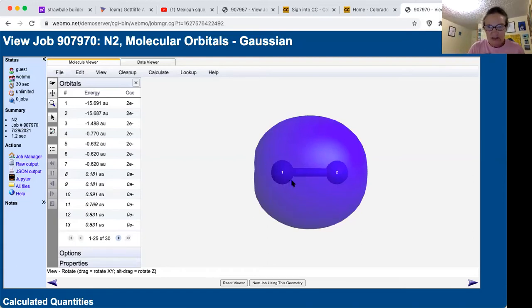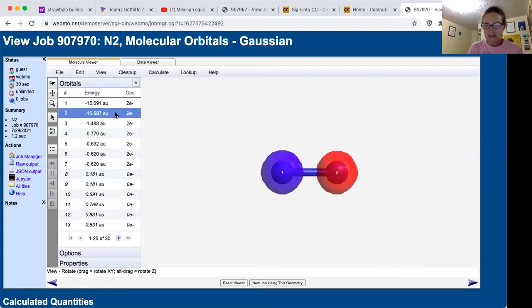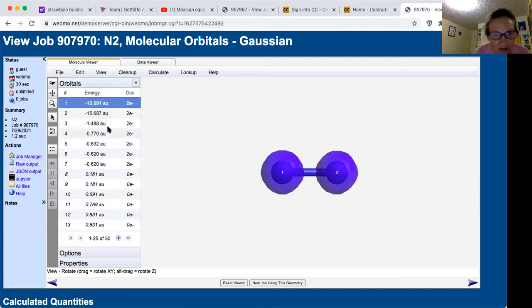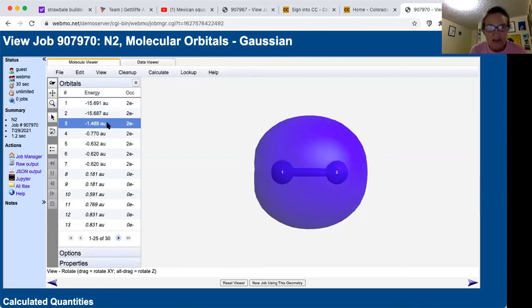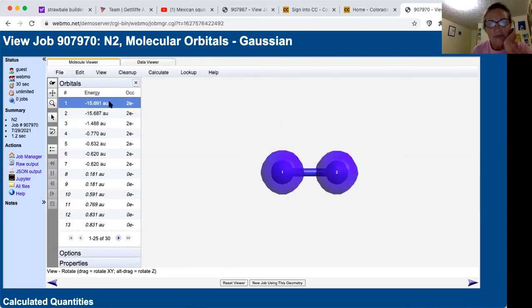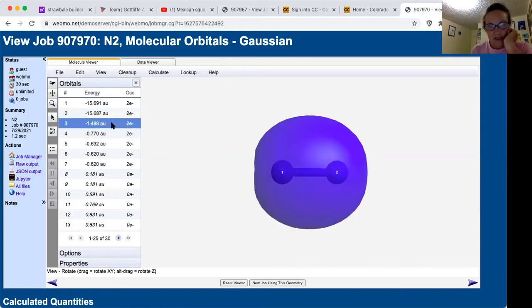1 sigma bonding because there's no node. When we look at the next one, now there's a node between the 2. Whoops, I'm on the wrong one. Oops, that was 3 I did. So as I said, these 2 are the inner shell s electrons. This is the first one that's taking part in bonding, so it's a 1 sigma. And that is not at negative 15, that's at negative 1.488.